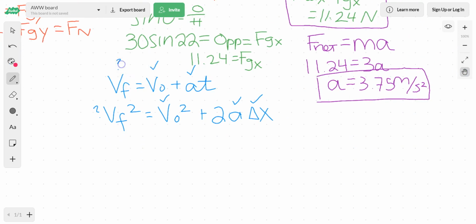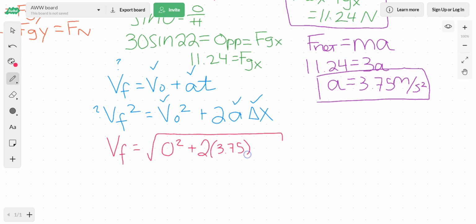So when we plug in with that, V final squared is what we're looking for. So that means that V final is going to be equal to the square root of the other side, because we want to get V final by itself. So V initial, as given to us in the situation, is 0, and that's going to be plus 2 multiplied by our acceleration of 3.75 multiplied by your distance, which is the length of the ramp, which is 1.5. So when you put that together, get the square root of 2 times 3.75 times 1.5.